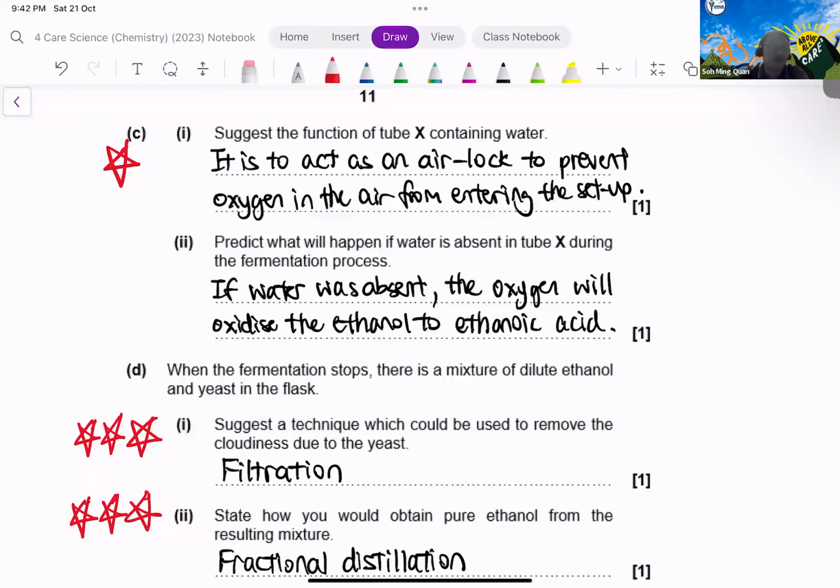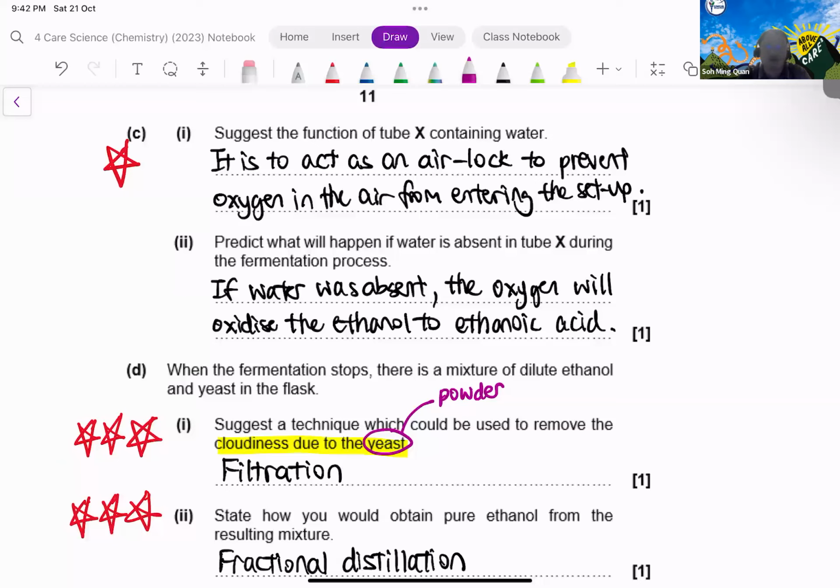However, for D part 1, why is it filtration? The cloudiness is due to the yeast. Yeast is a powder, you know. You usually buy yeast powder and just add it in. The bio students should know that by now, right? So how would you remove yeast powder? You just filter it, filtration.